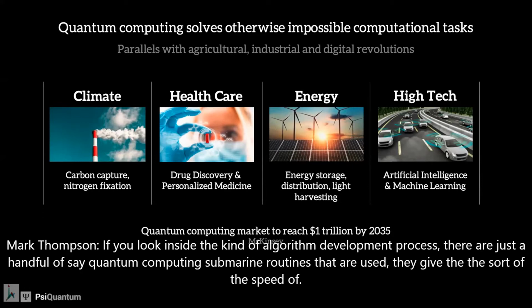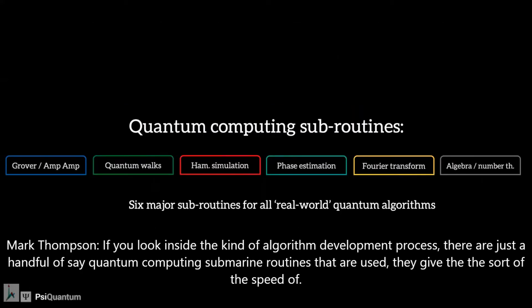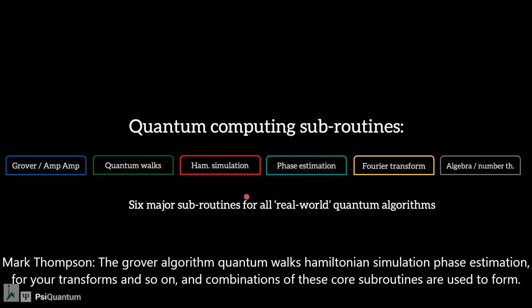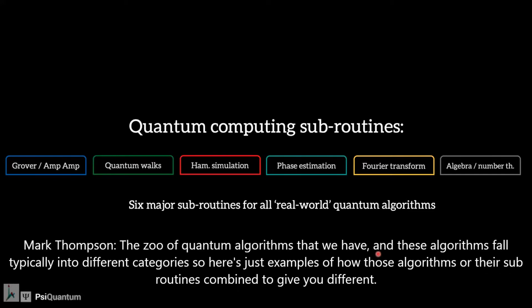In terms of designing algorithms to run on quantum computers and to solve certain problems, if you look inside the algorithmic development process, there are just a handful of, say, quantum computing subroutines that give the speed up, at least all the ones that we've discovered. So things like the Grover algorithm, quantum walks, Hamiltonian simulation, phase estimation, Fourier transforms, and so on. And combinations of these core subroutines are used to form the zoo of quantum algorithms that we have.